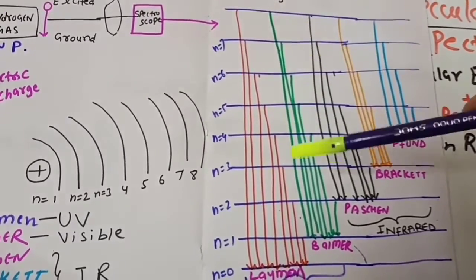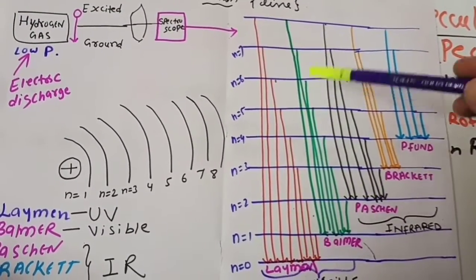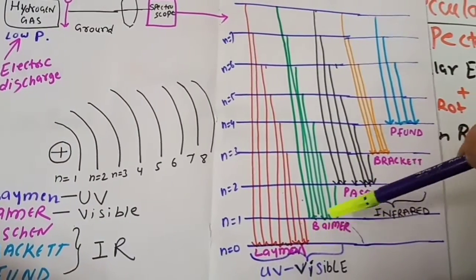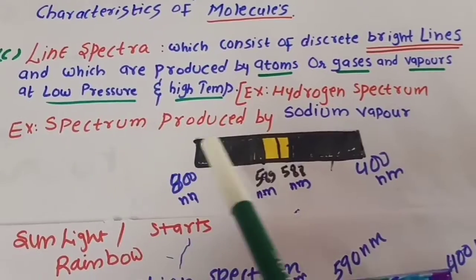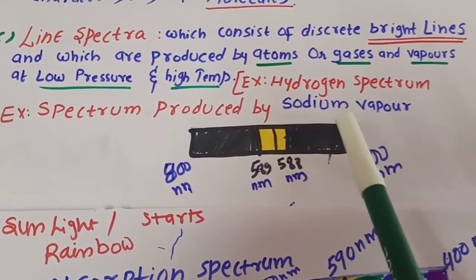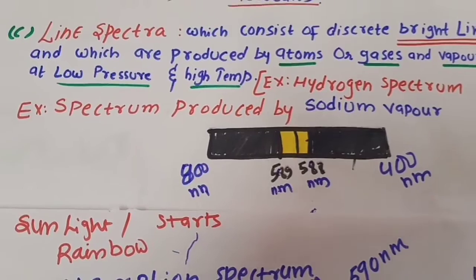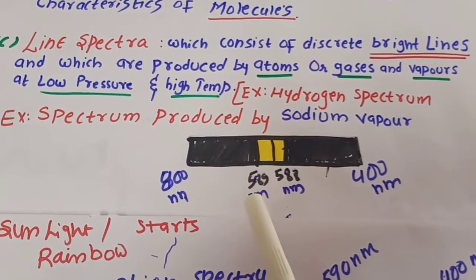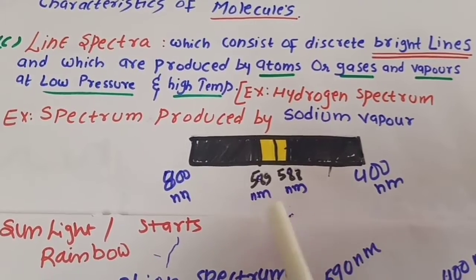This is our emission spectrum, and we can say that many lines are obtained in the series, and the series are named Lyman, Balmer, Paschen, Brackett and Pfund. The spectrum produced by the sodium vapors: students, when we take the emission spectrum of sodium, we observe two yellow lines in the region of 589 to 588 nanometer wavelength.